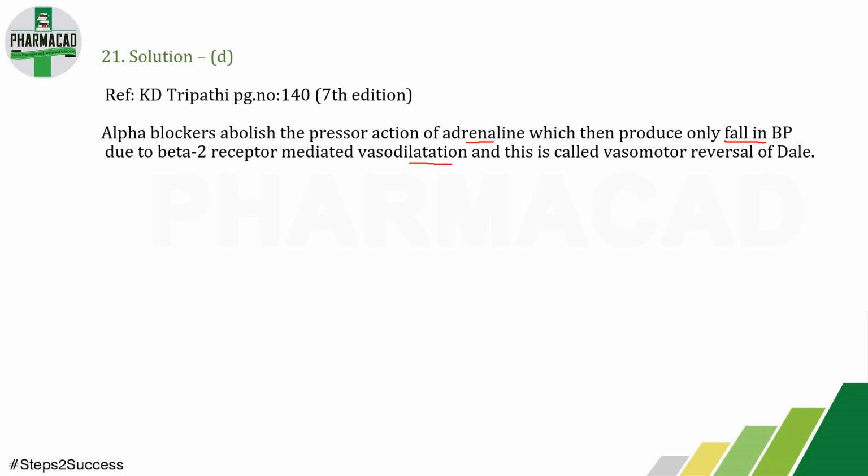Okay, because the alpha receptor is antagonized, there is beta 2 receptor mediated vasodilation and this is called as vasomotor reversal of Dale. So it is due to the stimulation of beta 2 receptors.